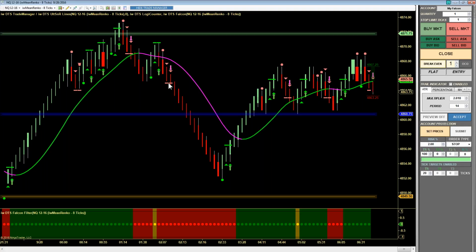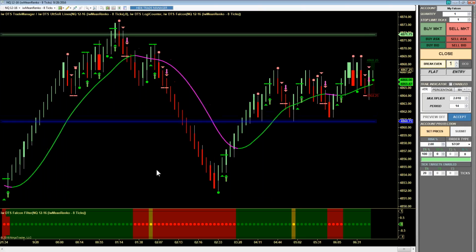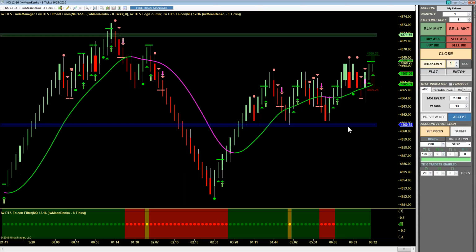Now, we normally focus on what we call high probability signals, so we don't necessarily chase every single signal here. For instance, here was a buy signal. Even though this worked out, this was not one of our high probability signals because, in most cases, we're looking for what we call confluence. We're looking for, in this case here on the Falcon, a red trend line, a red filter, a red signal.